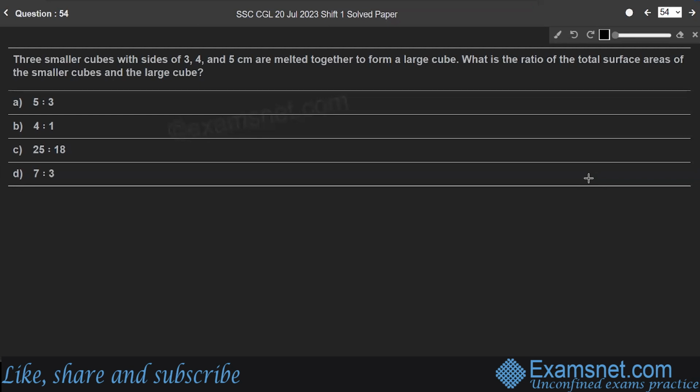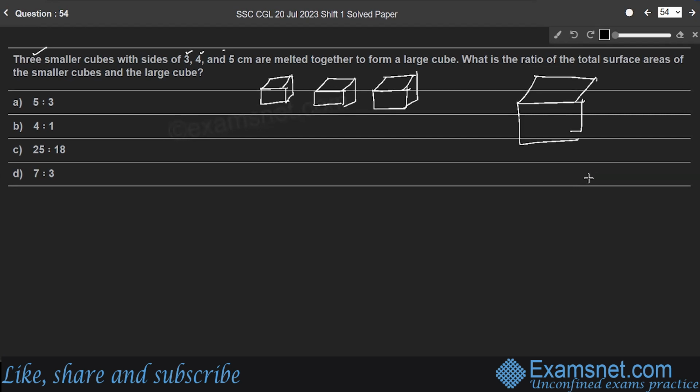Question 54. 3 smaller cubes with sides 3, 4 and 5 are melted together to form a large cube. What is the ratio of the total surface area of the smaller cubes and the larger cube? So students, there are 3 smaller cubes of sides 3, 4 and 5 centimeters, which are melted to form a larger cube. So we'll consider the larger cube also.